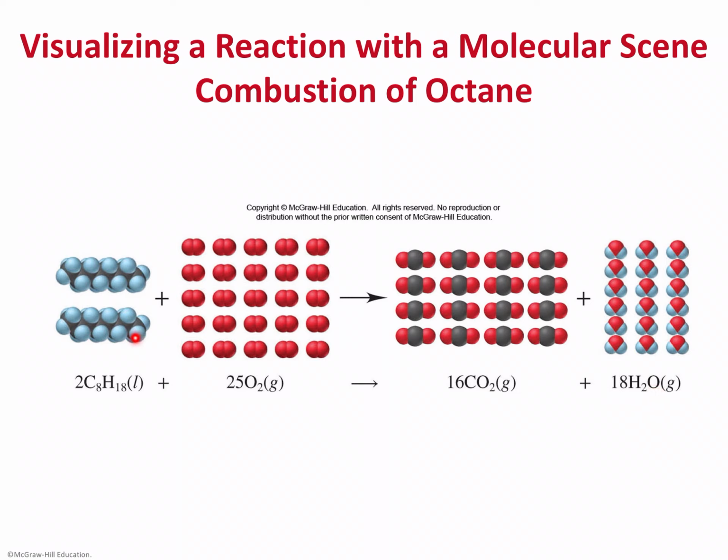Now all the hydrogens end up in water molecules. All the carbons end up in carbon dioxide, and oxygen divides into carbon dioxide and water according to the balanced equation. All of the reactants are used up, nothing is left in a balanced equation, and now they are in the form of products.